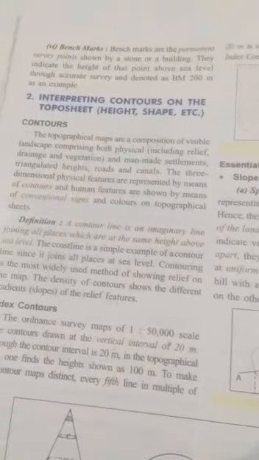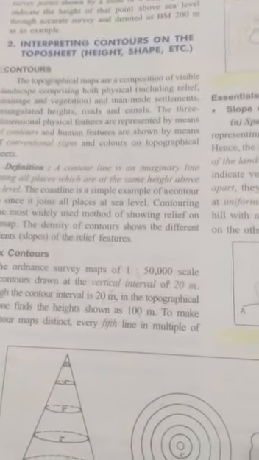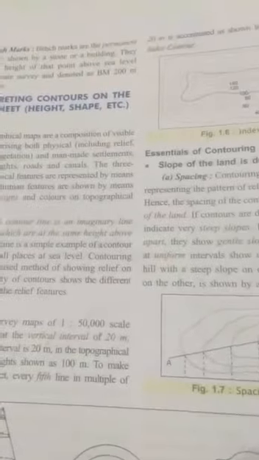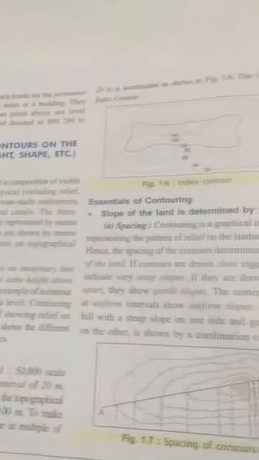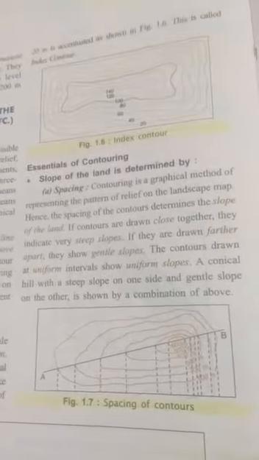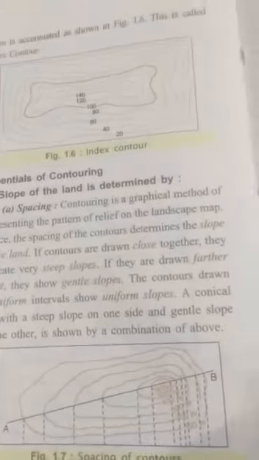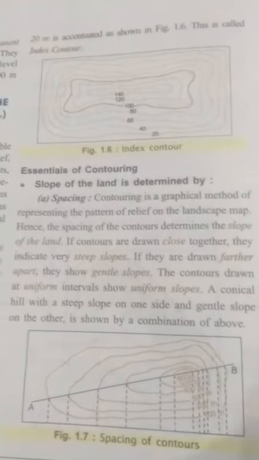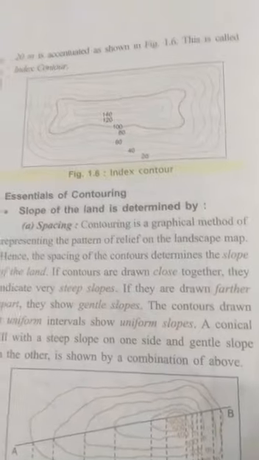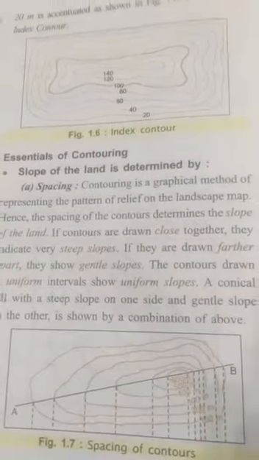Students, you are well aware of the definition of contours. What are contours? Contours are lines joining the places of same elevation. So in a nutshell, we can say that contours are imaginary lines that join the places of same elevation. Since they join the places of same elevation, that's why they are also called isohypes. Iso means equal and hype means height.